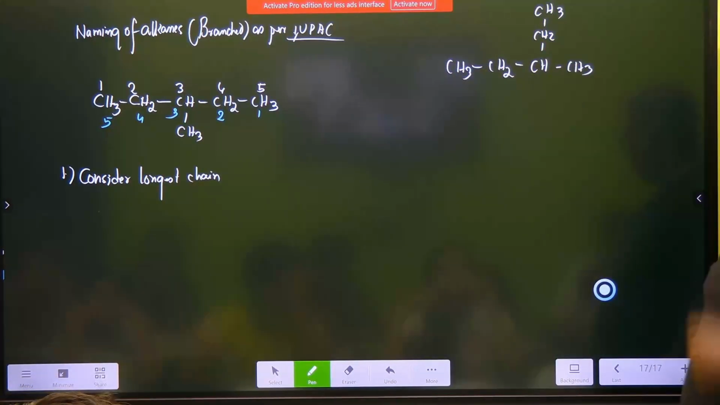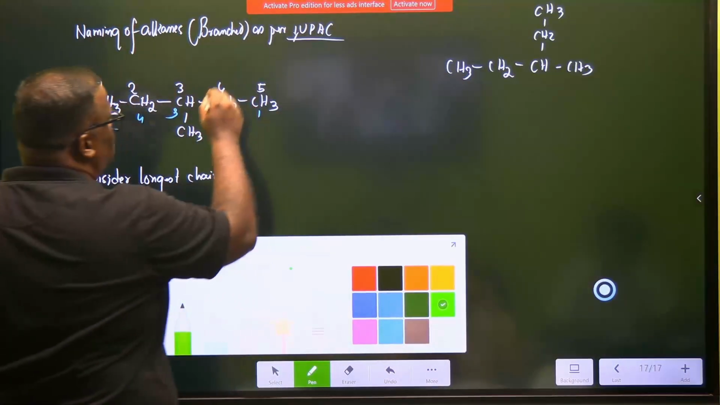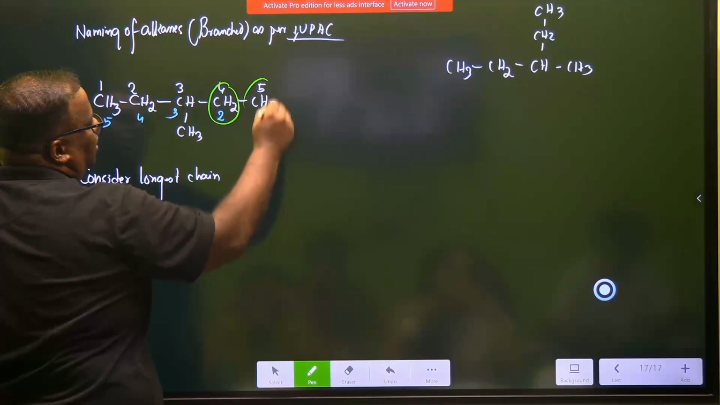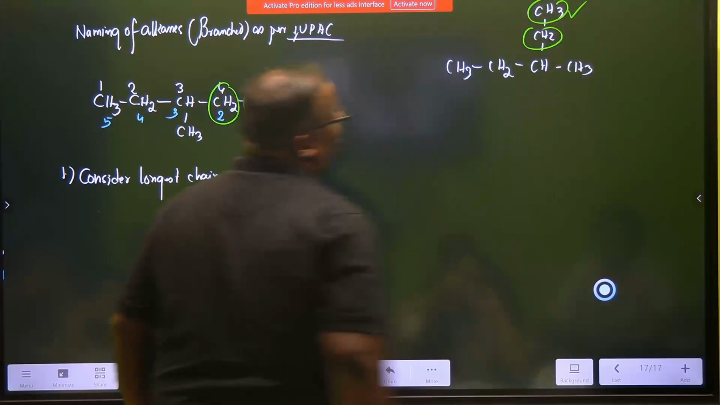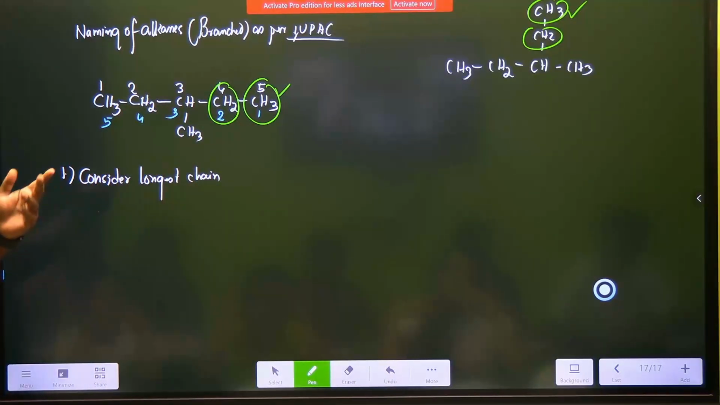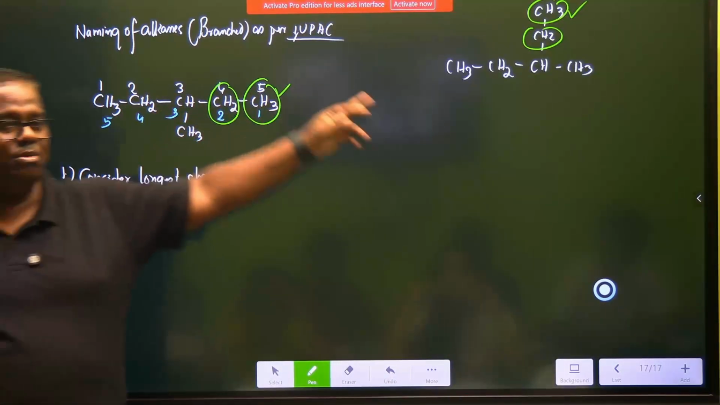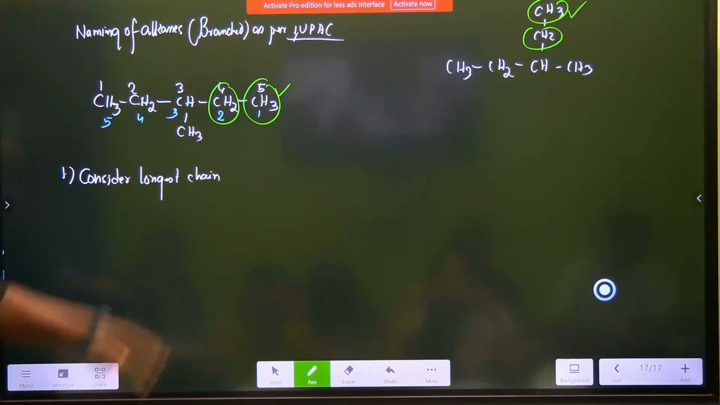Did you understand? If you still have confusion, I can circle this one and this one with the right. And I have made this as the straight chain. Possible, no? But in that, how many carbons are you getting? 4. So that is not the longest chain. Have you understood now how to identify the longest chain?